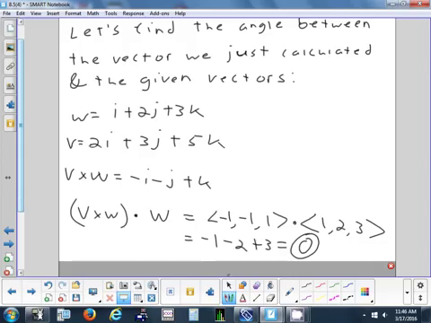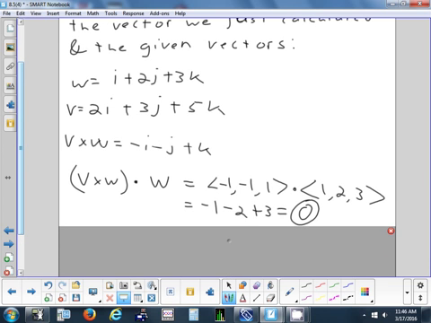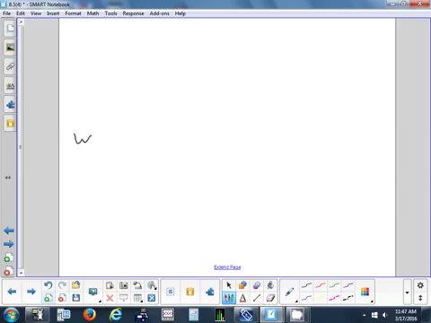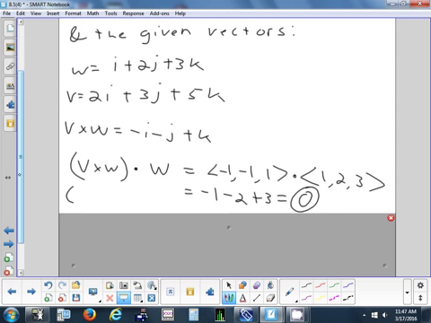Well, let's check it the other way. It's going to come out the same thing. If we did w cross v, I'll just put it here. If you have room on your paper, actually, no, stick with v cross w, sorry. Except we're going to dot it with v.